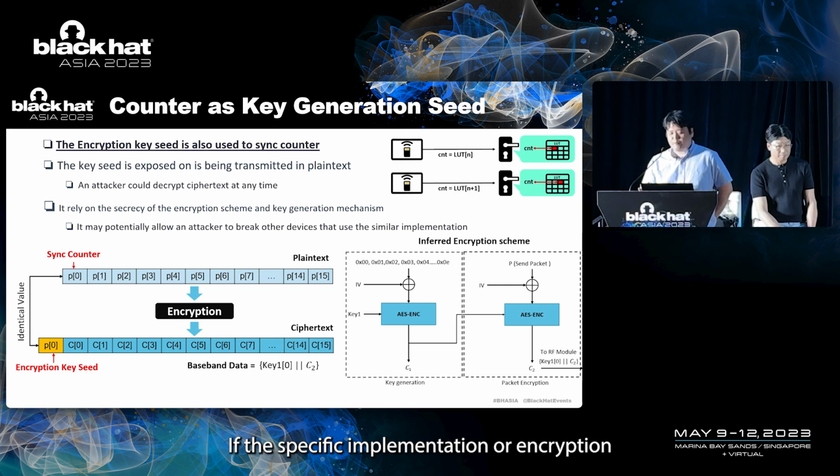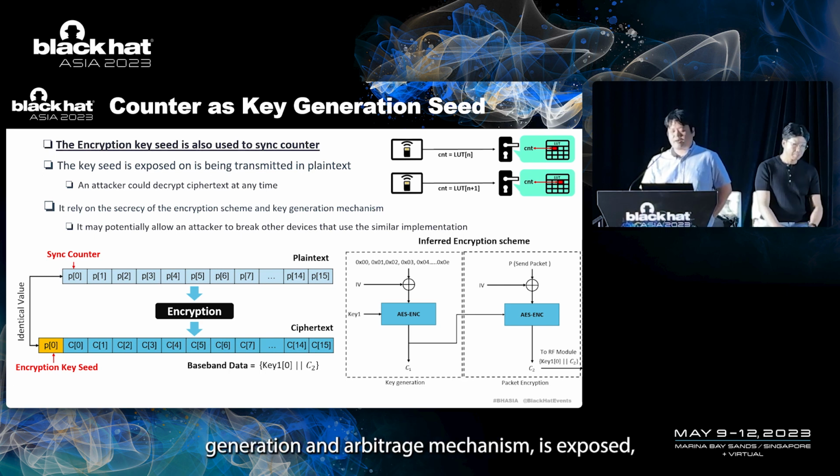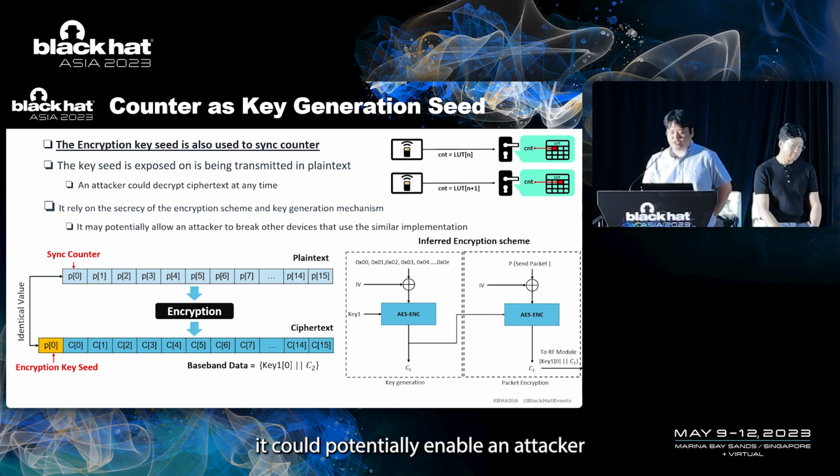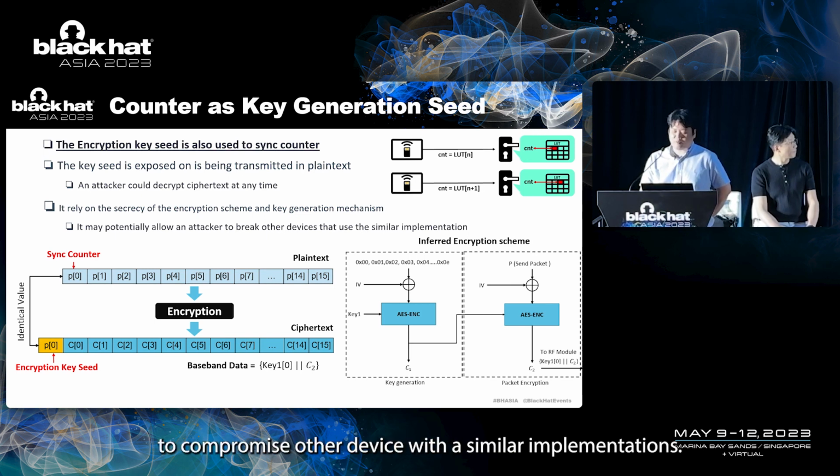If the specific implementation of the encryption algorithm, including the key generation and transfer mechanism, is exposed, it could potentially enable an attacker to compromise other devices with similar implementations.